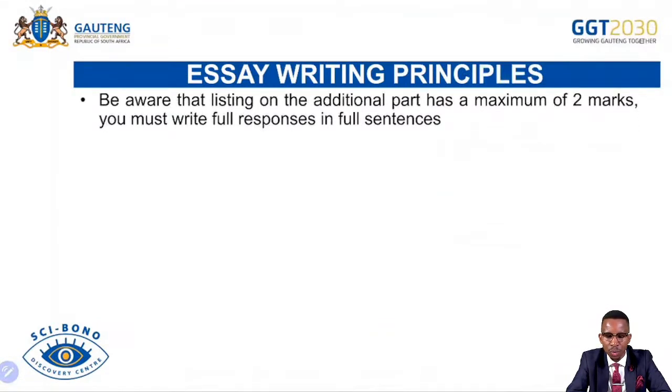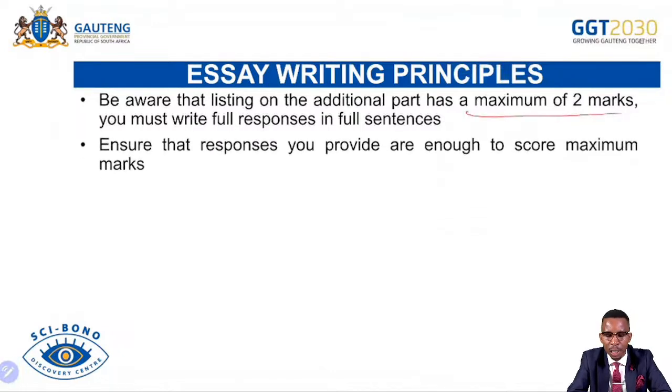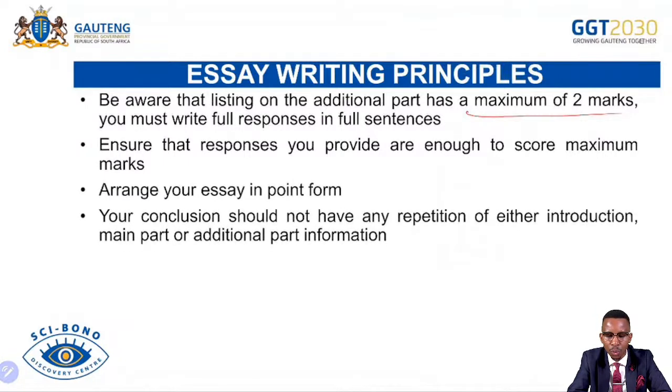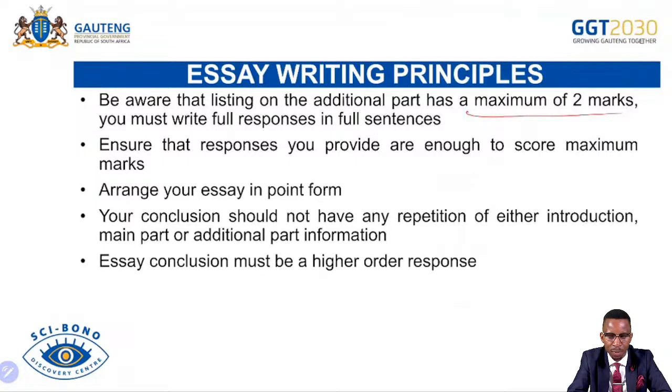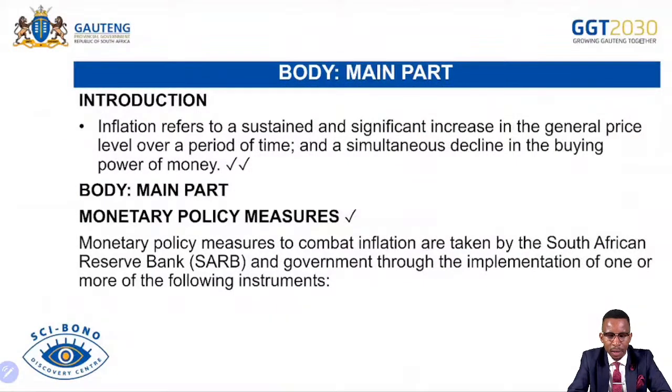Okay, so we continue. These are principles. Be aware that listing in the additional part has a maximum of 2 marks. If you list in there, you will only get 2 marks. Write your response in full words. Ensure that the responses you provide are enough to score maximum marks. Arrange your essay in point form. As I repeat, your conclusion should not repeat any introduction, main part, or additional part information. You need to provide something new but critical. The essay conclusion must be a higher order response. And then there we go.